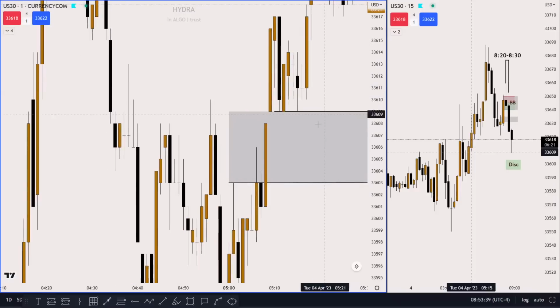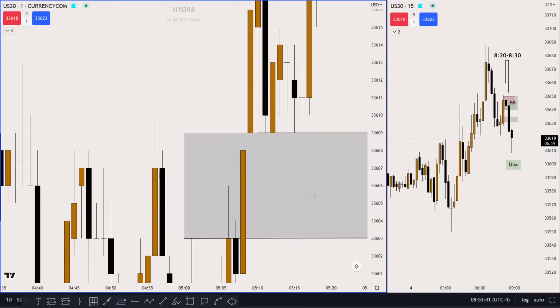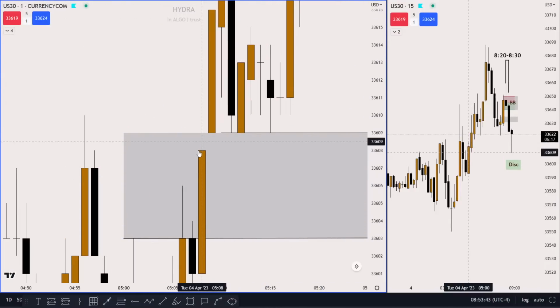Why is it a liquidity void? You can ask me, Hydra, why is it a liquidity void? Because there is no wick. It's just a gap in price, right? So that's a discount PD array. Once price reaches it, you just want to close your trade.